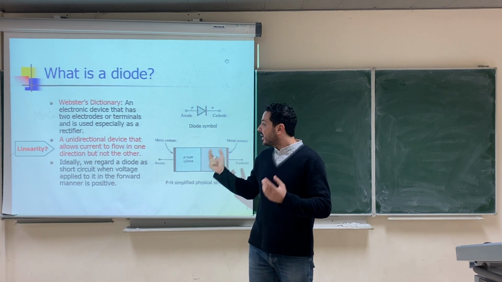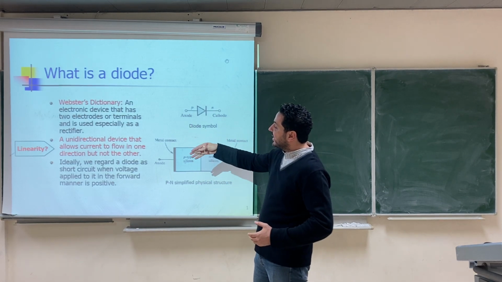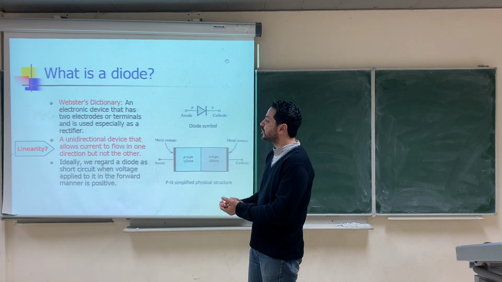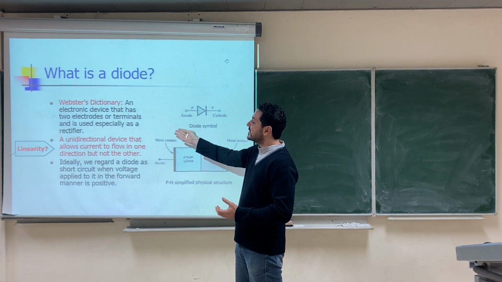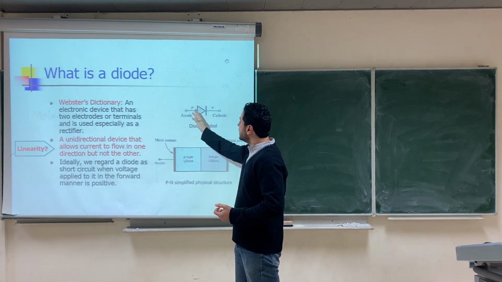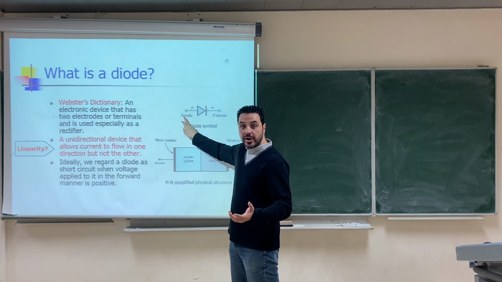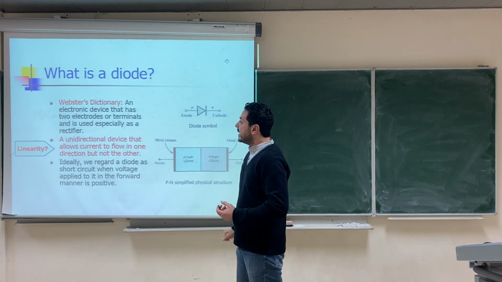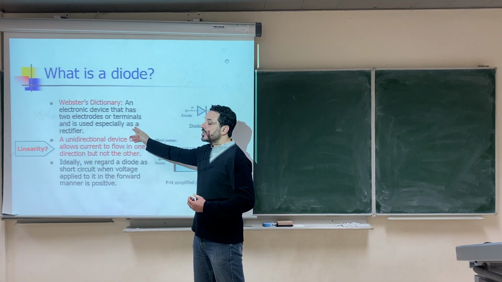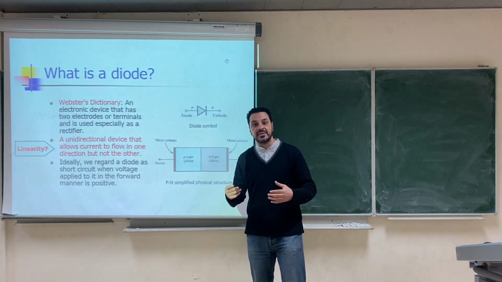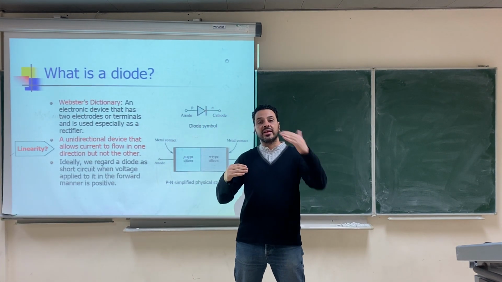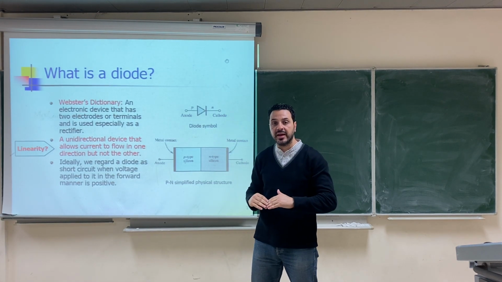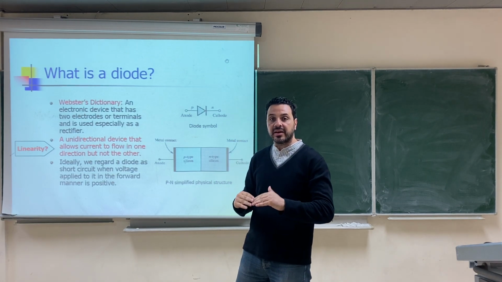Okay, so the diode has a definition from the dictionary and a technical definition. The definition from the dictionary is an electronic device that has two electrodes, positive and negative, or what we call anode and cathode. The positive is called anode, the negative is called cathode, and it is used especially as a rectifier. A rectifier means that it allows only one directional current, for example the positive direction only, and it doesn't allow the negative current to flow.